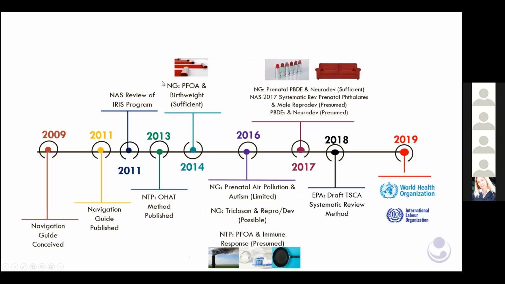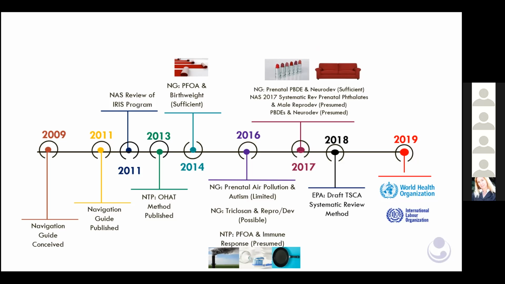Just to ground you in terms of, I guess, the evolution over the last decade, I talked about the systematic review method being developed here at UCSF by Tracy Woodruff and other collaborators. There have certainly been other groups that have been evolving systematic review methods over the last decade. You can see here on the timeline on the left-hand side, when we first published our navigation guide back in 2011. At the same time, the National Academies of Sciences released a seminal review on the US EPA's Integrated Risk Information System, or the IRIS program.